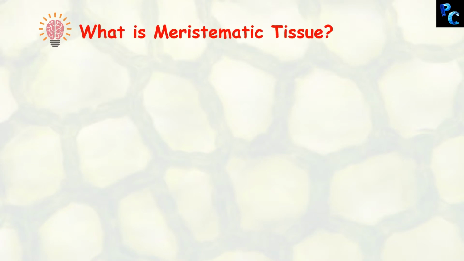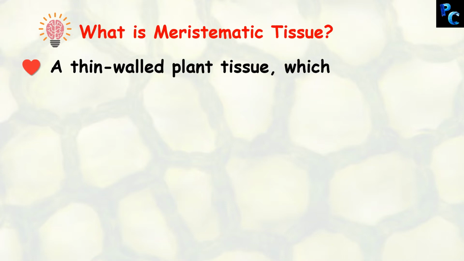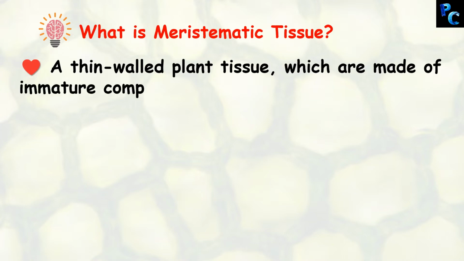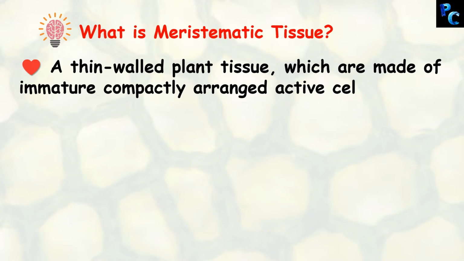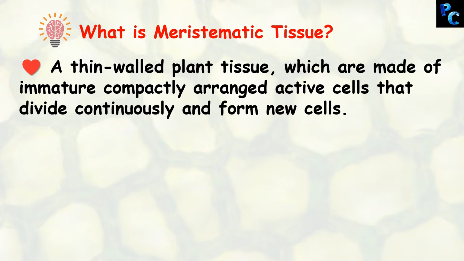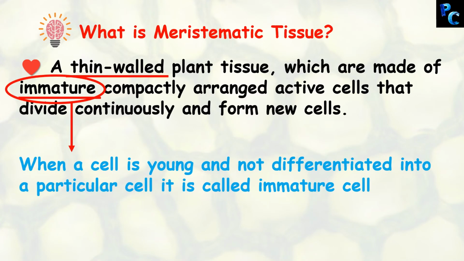Let's start with the definition. What is meristematic tissue? Meristematic tissue is a thin-walled plant tissue which are made of immature, compactly arranged, active cells that divide continuously and form new cells. These cells have thin cell wall and they are immature cells. Now, what do we mean by immature cells? When a cell is young and not differentiated into a particular cell, it is called an immature cell.